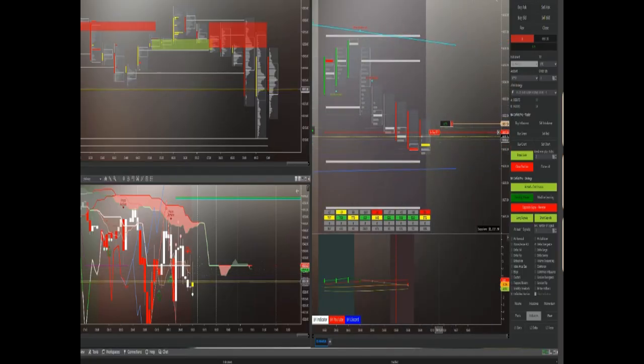I'll just lock it in because there's a support here. Stop filled.